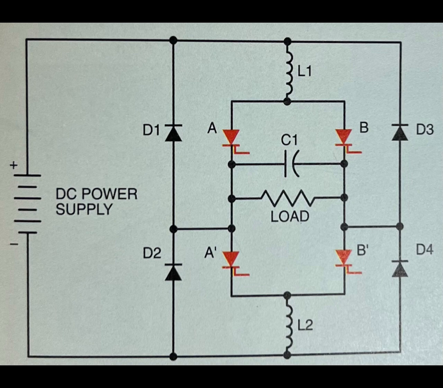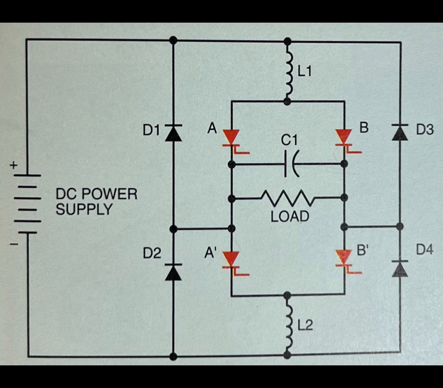This capacitor must be a true AC capacitor because it will be charged to the alternate polarity each half cycle. In a converter intended to handle large amounts of power, capacitor C1 would be a bank of capacitors. To understand the operation of this circuit, assume that SCRs A1 and A2 are gated on at the same time.